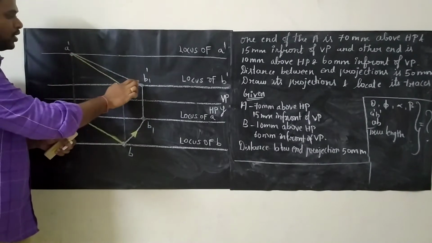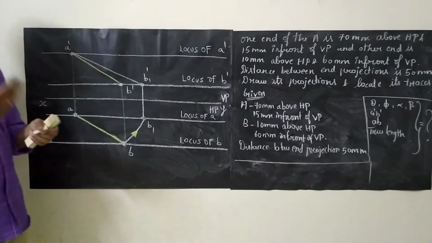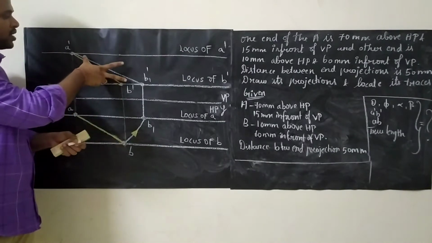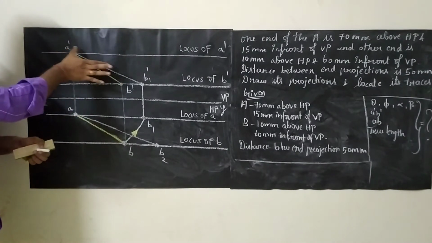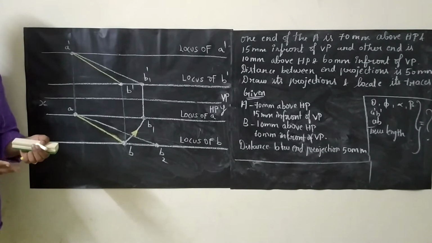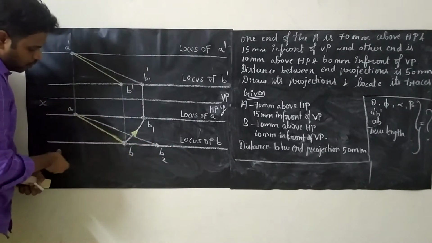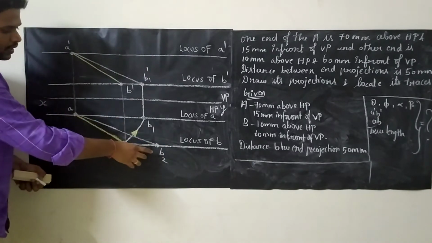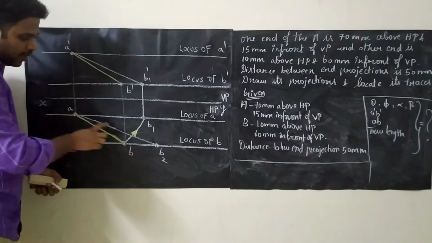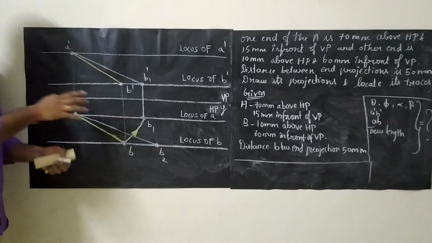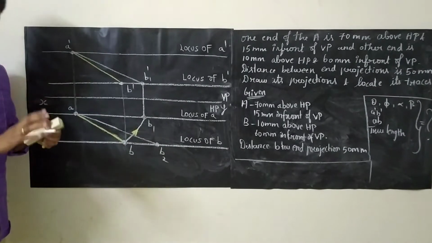Join A dash B1 dash and it will be your true length, and measure the same true length, because the true length will be the same for both top and bottom, right? So you can measure the true length and also cut an arc here. Just measure A dash B1 dash, whatever length you are getting, keep your compass at A and cut an arc on the locus of B. When you cut your arc, you will get a point, right? That point is called B2. Just join A, B2. So A dash B1 dash and A B2 will be your true length. Both lengths will have the same value.